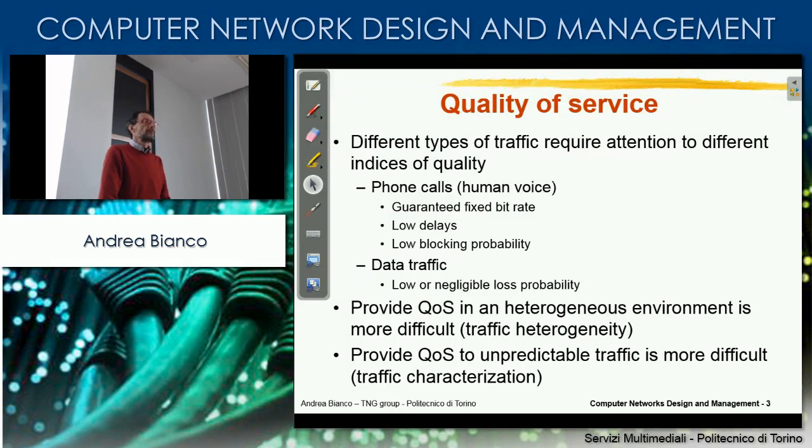The first one is that providing quality in an heterogeneous environment is more difficult. So we are dealing with traffic heterogeneity, and providing qualities to unpredictable traffic is more difficult. And this goes with the concept of traffic characterization. So characterizing the traffic is important. The more we know about the traffic, the better we can hope to control it. And having heterogeneous traffic makes the problem more complex because we have to deal with different type of traffic and different requirements. And that will make the scenario, of course, more difficult to be controlled.